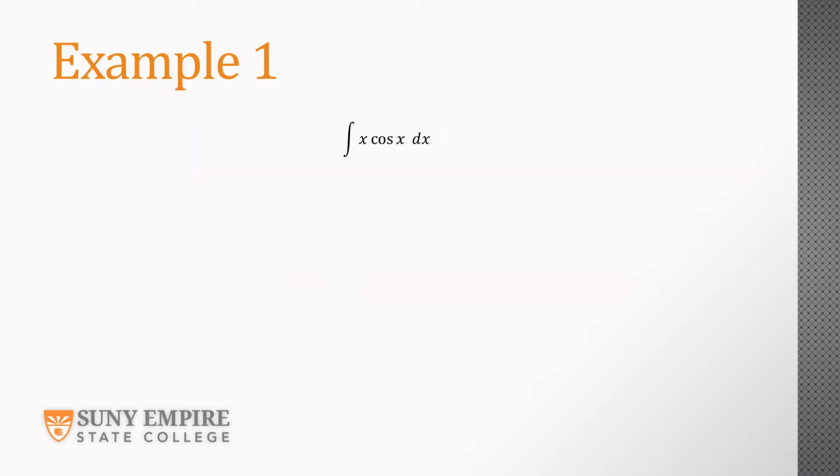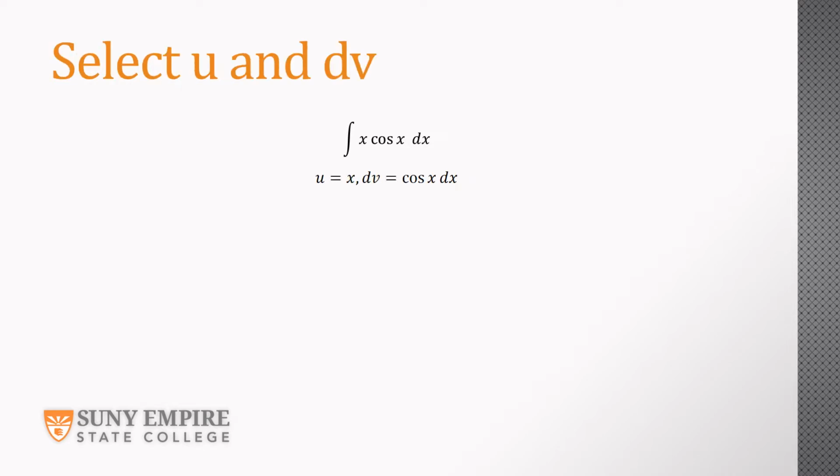Suppose we want to find the integral with respect to x of x multiplied by the cosine of x. When using integration by parts, we want to have the remaining integral be as simple as possible. This means we want to have the simplest choice possible for u, the function for which we find the derivative. With this example, we select x as the u and cosine of x, dx, as dv.